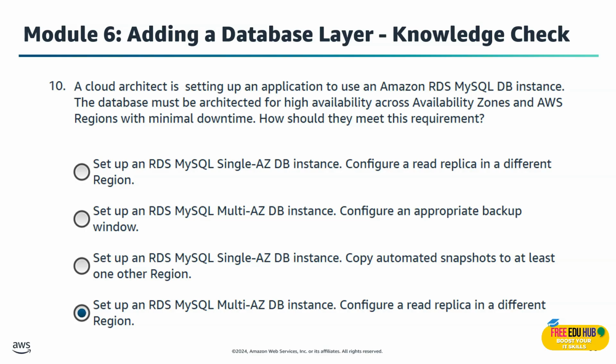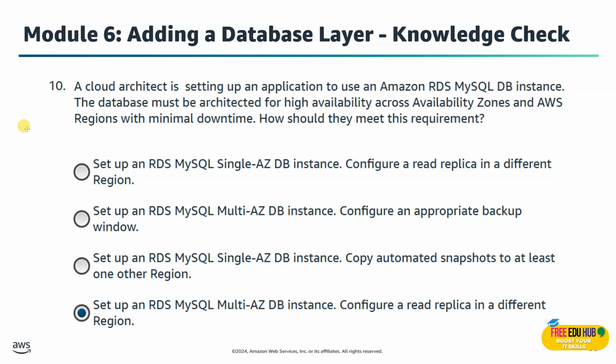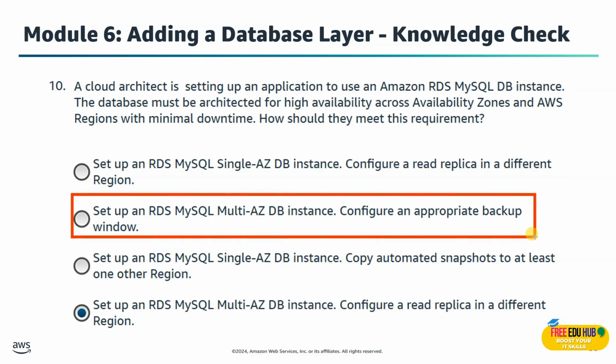Now let's see the other answers. We are not selecting the first one, which says to set up an RDS MySQL single availability zone database instance and configure a read replica in a different region. The reason is that this improves read availability of the data, but it doesn't protect you from local availability zone failures.